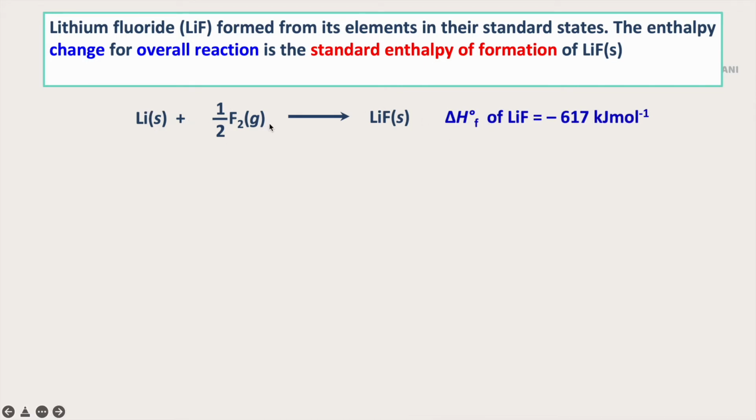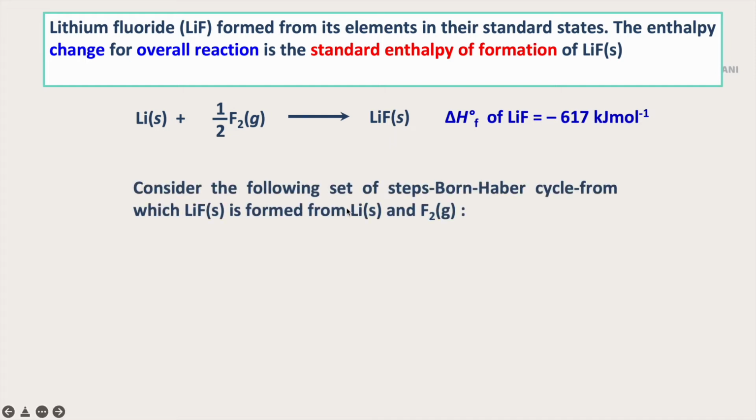This chemical equation with the value of delta H, we call a thermochemical equation. So here delta Hf of LiF equals negative 617 kilojoule per mole. From here, you know that the enthalpy of formation of LiF is an exothermic reaction. Next, we have to consider the following set of steps of the Born-Haber cycle, where LiF is formed from Li and F2. So here, this is the enthalpy of formation.